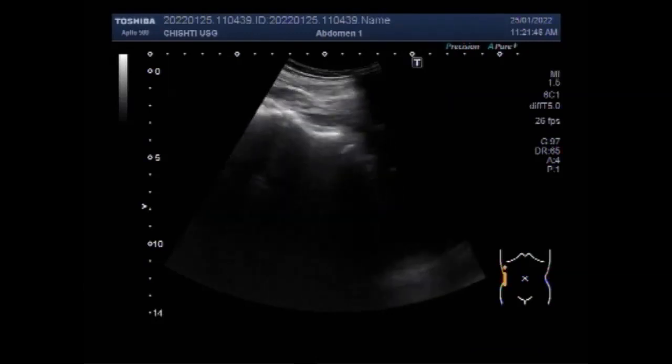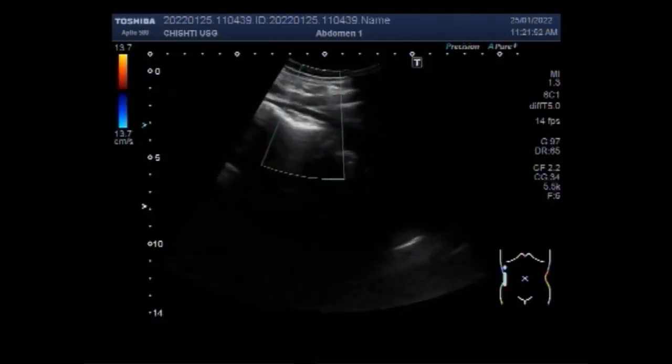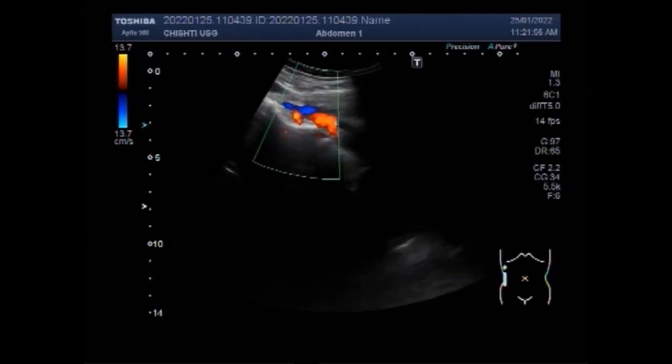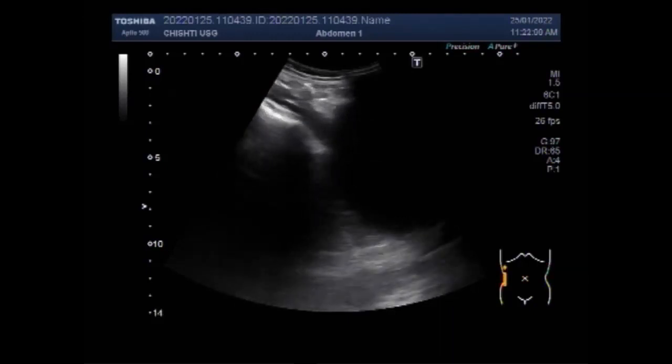Again you can see the differentiation of the iliac vessels from the ureter with the blood flow. You can see the blood flow is seen in the iliac vessels but not in the ureter.